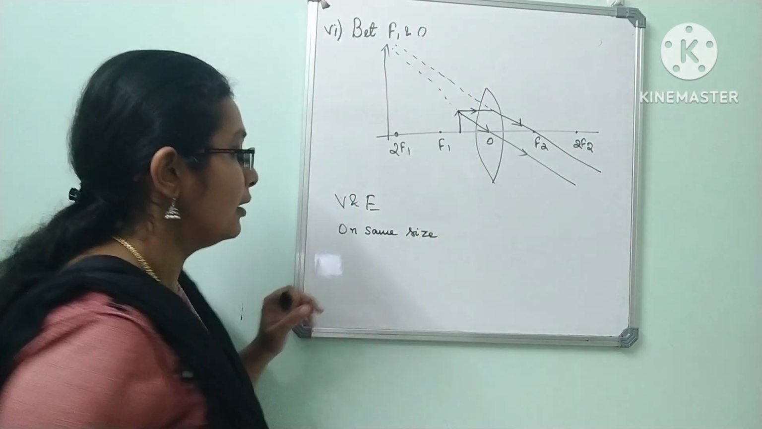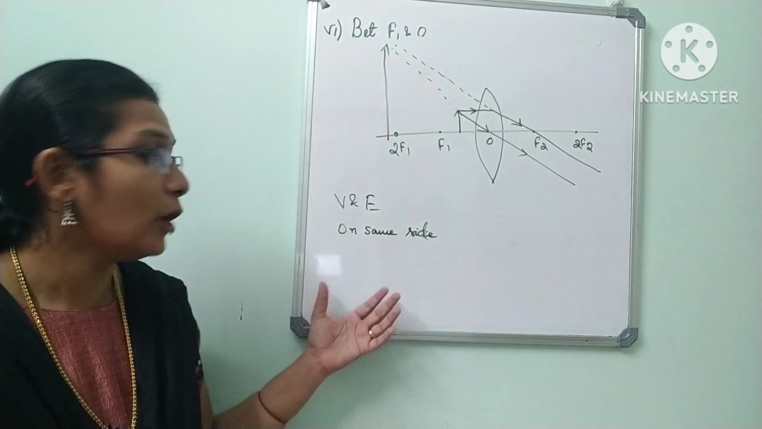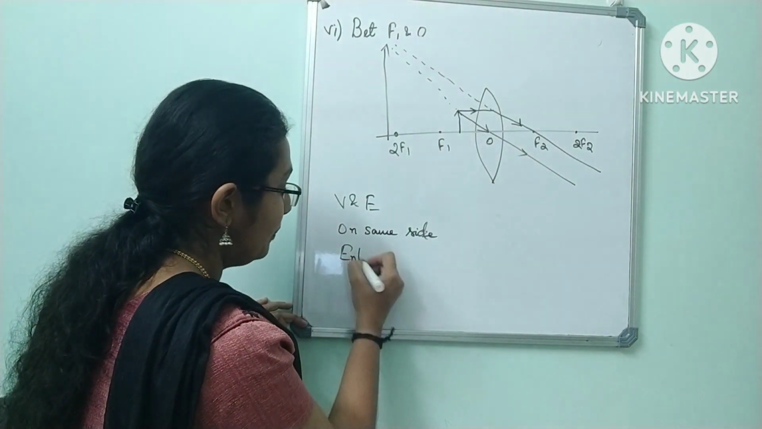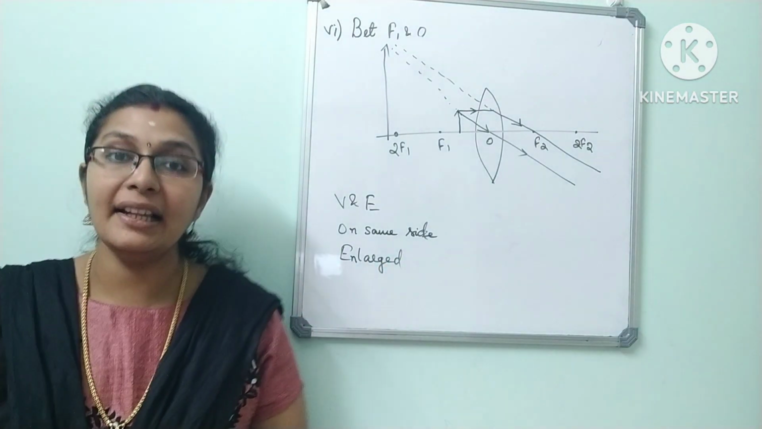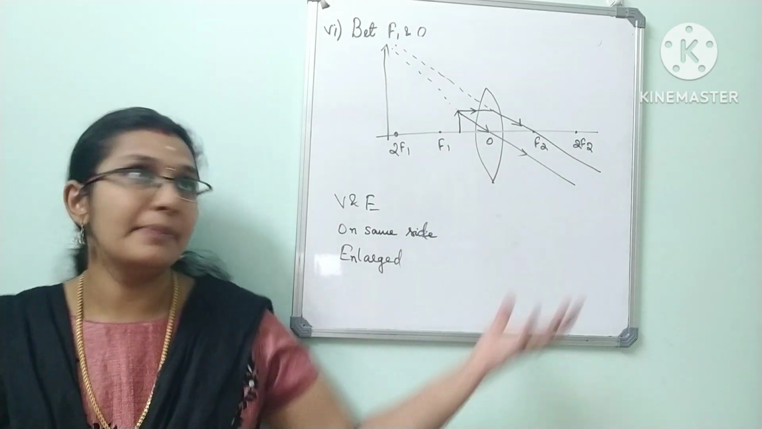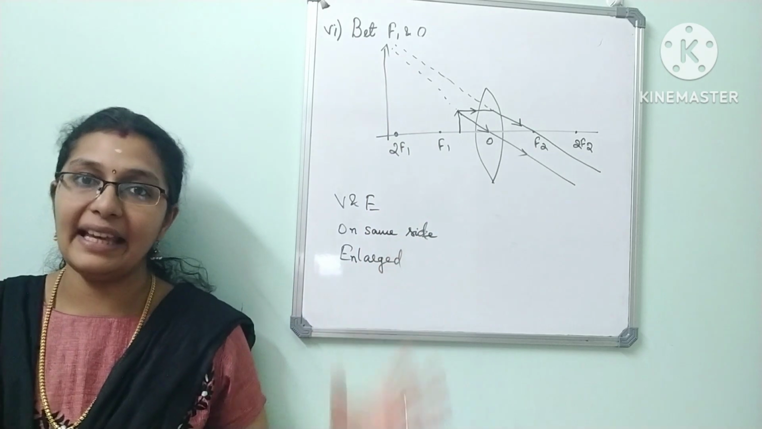On the same side, and virtual and erect image. And what type of image do you get? You get an enlarged image. Yes or no? In the previous case you will get a highly enlarged image because parallel rays meet at infinity. So at infinity we will observe it to be a highly enlarged image, and here it is an enlarged image.